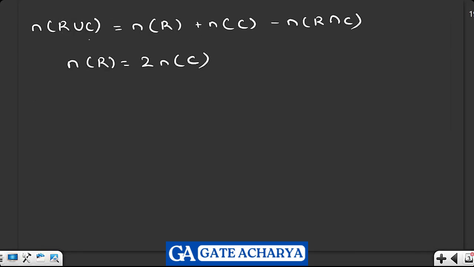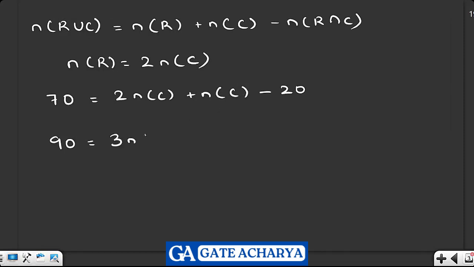So this we already found out as 70. I'm replacing the number of romantic by twice the number of comedy, plus the number of comedy, minus the intersection, which is given as 20. It's already given in the data. So, taking this over here, 90 equals 2 times the number of comedy plus 1 times the number of comedy, which is 3 times the number of comedy. So the number of comedy works out to be 30.